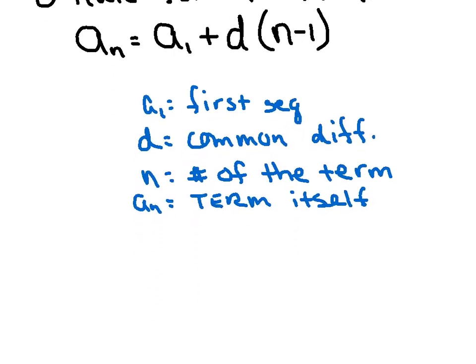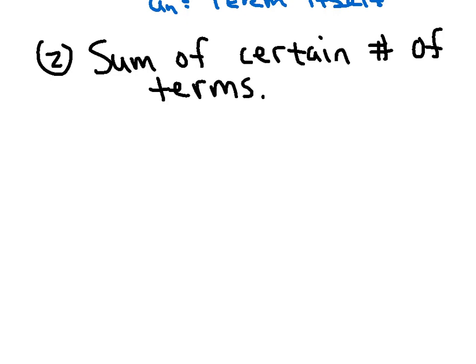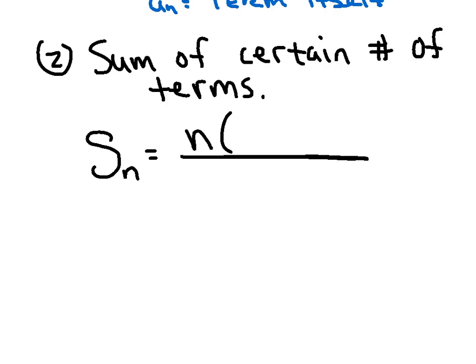Before we go any further, I want to introduce the second formula that we're going to need to know. This is the formula for finding the sum of a certain number of terms. This one looks very intimidating, but I have some good news when I get done writing it. It says S sub n. Of course, S stands for sum, and n represents the number of terms that you want the sum of. It's n times the quantity a sub 1 plus a sub n, all divided by 2.